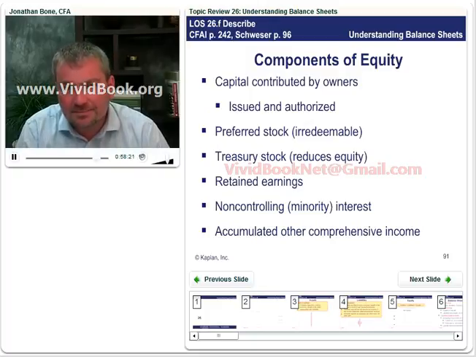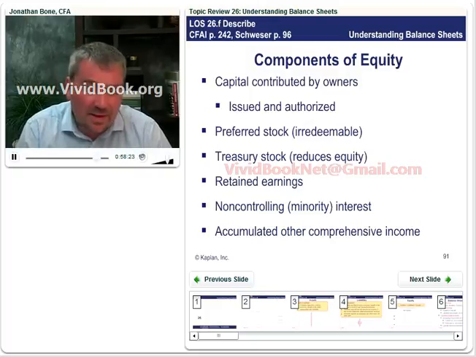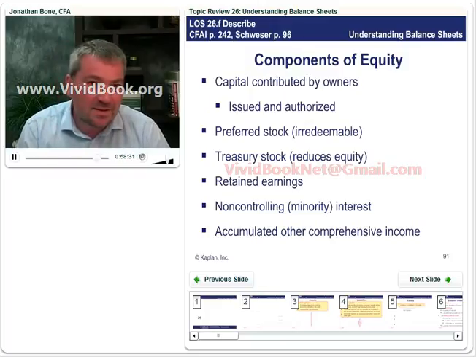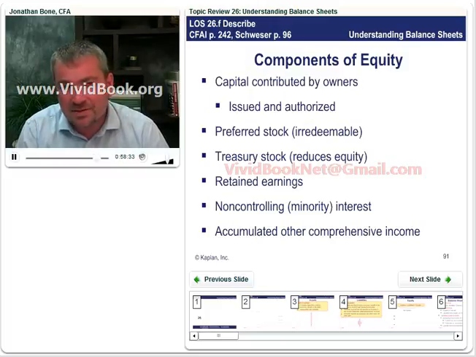Why do we care? Well, we don't really tell you at level 1 or in fact level 2, but there's more flexibility about what a company can do with its additional paid in capital in terms of doing things like scrip issues and stock splits.